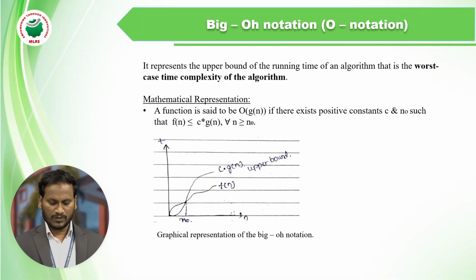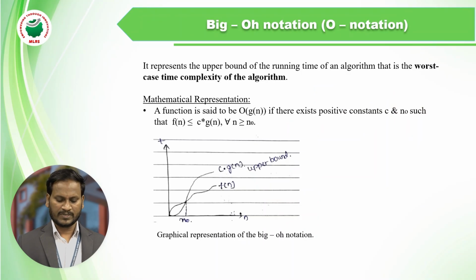So what is big O notation? Big O notation represents the upper bound. See the graph. In this graph, this is the upper bound. We call it f of n. This is called big O notation.